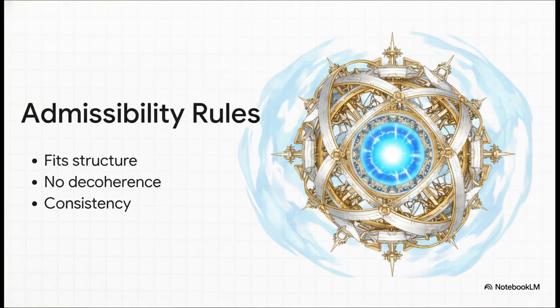So what does it actually mean? Well, admissibility is a much, much stronger, more demanding threshold than mere local stability. To be globally admissible, a configuration absolutely must fit seamlessly within the global coherence structure. It must cause zero runaway decoherence. And what does that actually look like?